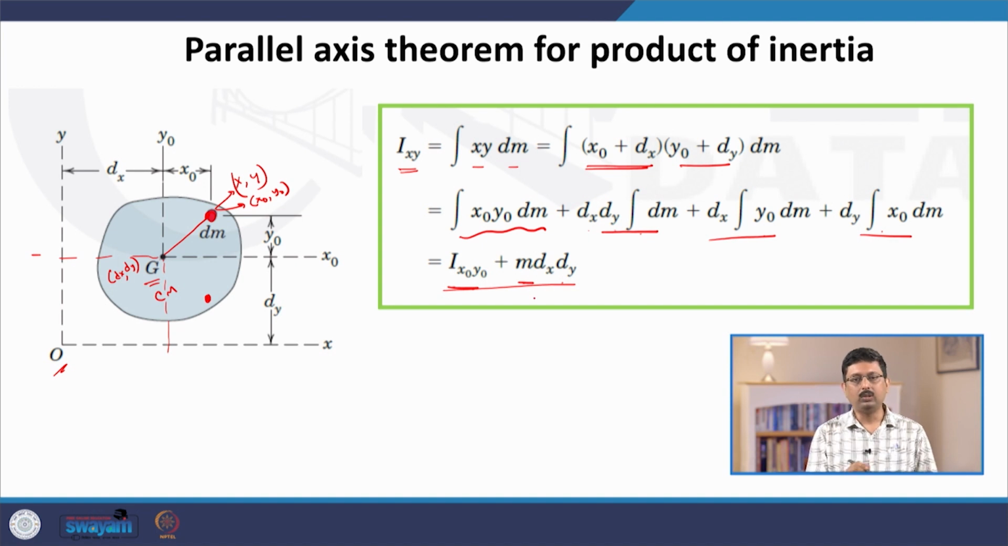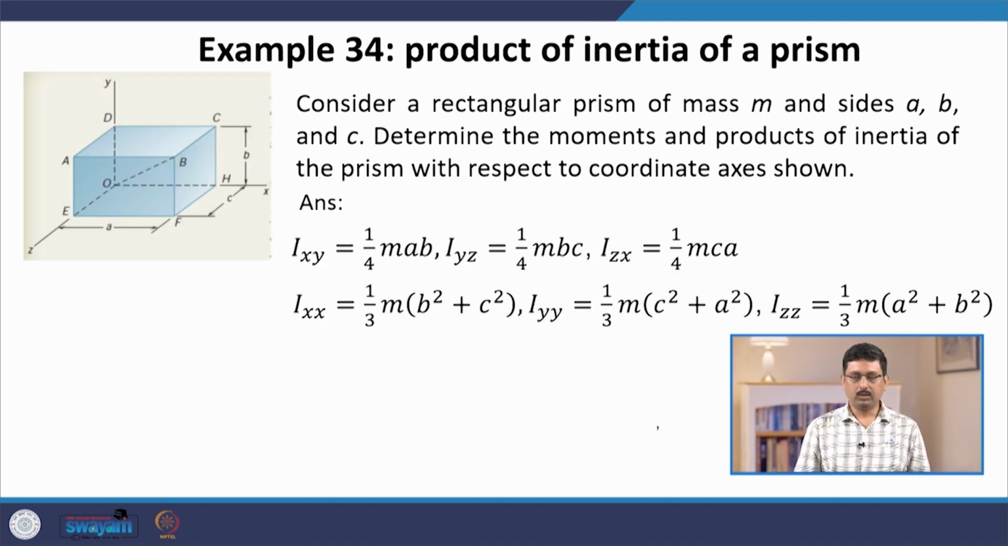So, this is analogous. If dy equals dx, then this will be the distance of the center of mass from this axis. So, this is the analogue of the parallel axis theorem, which we so far learnt about for each axis, x axis or y axis. Now, we have applied and generalized it to the case of product of inertia. To get familiarized with this concept, let us work through an example.